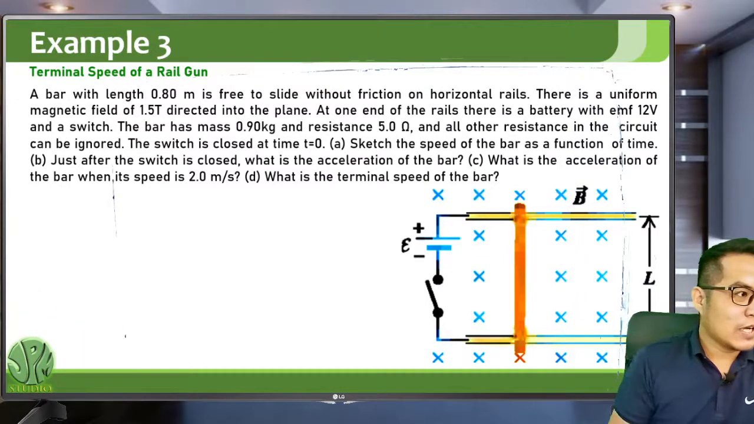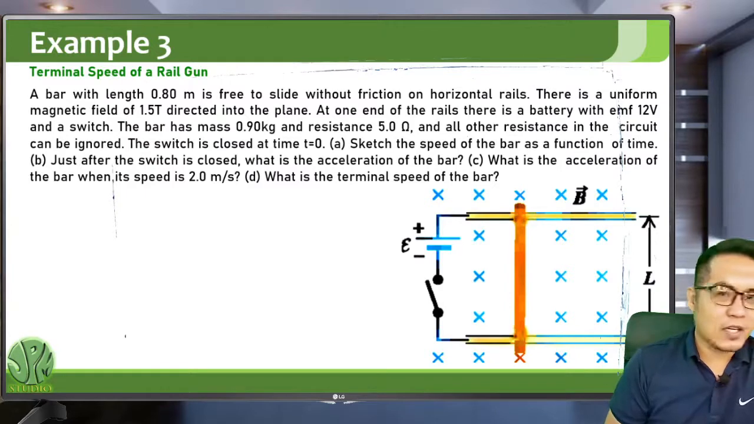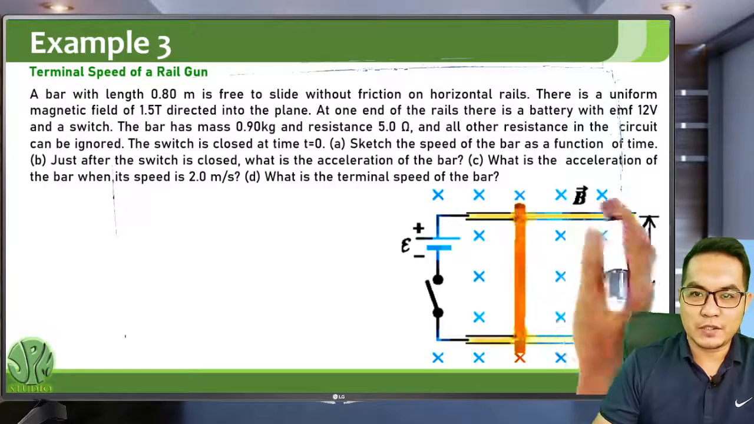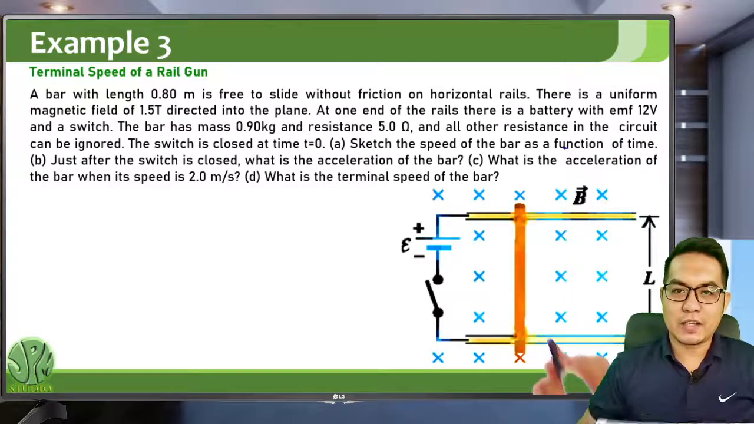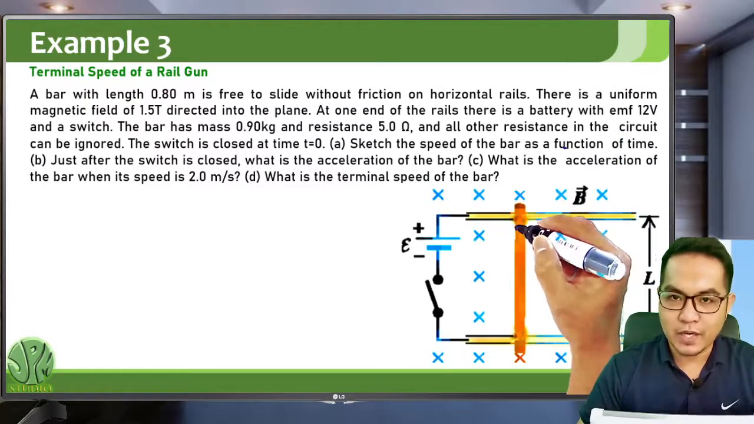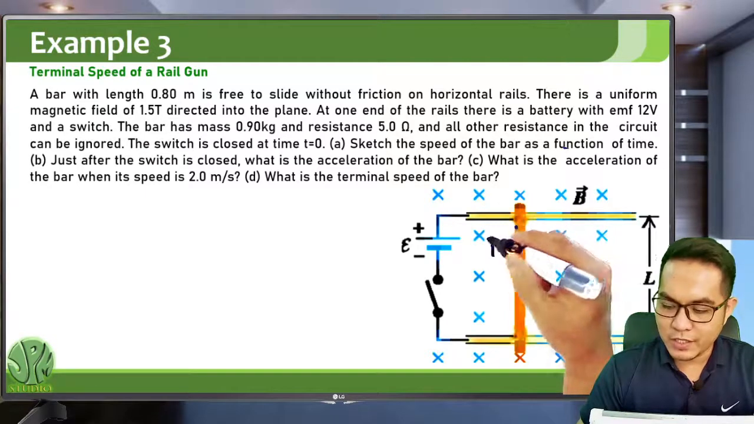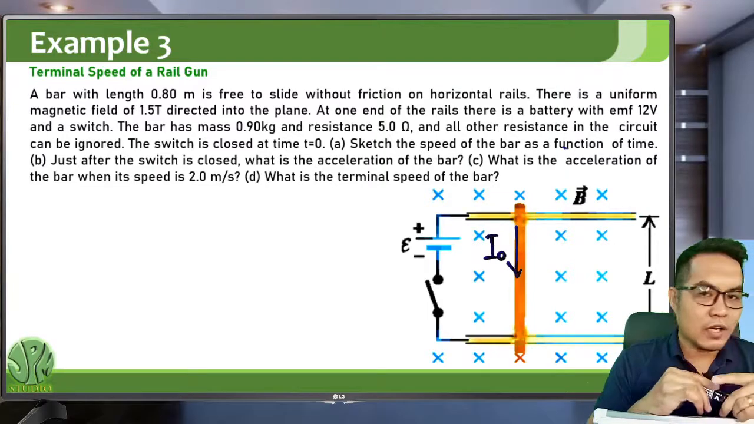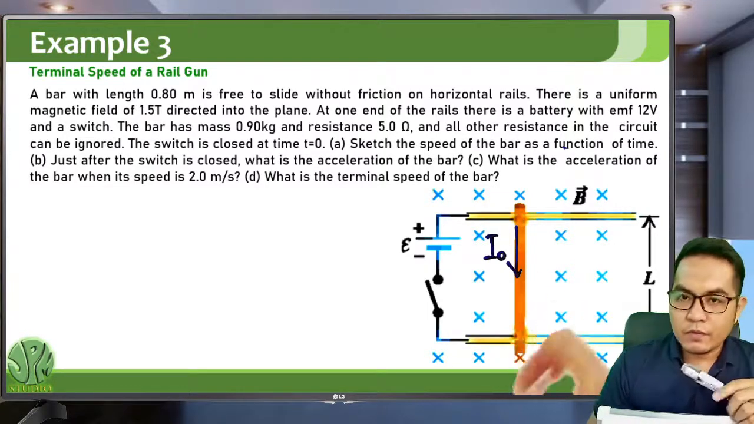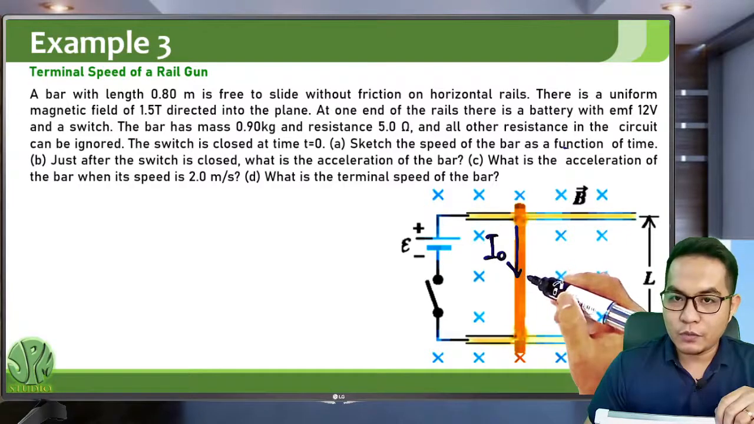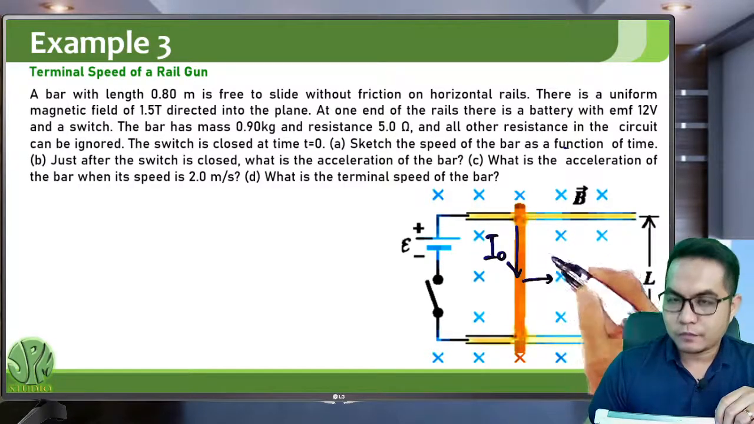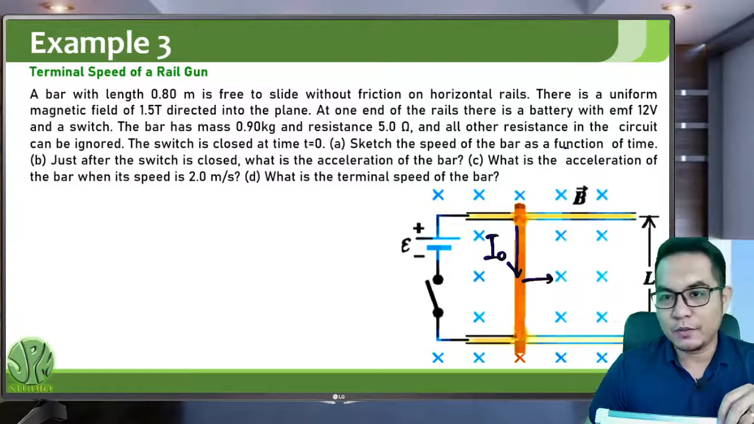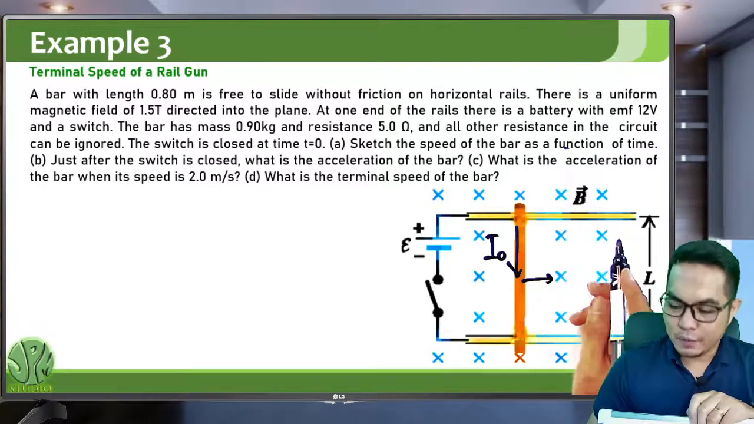So at time t equals 0, when you close the switch, current will flow through the bar downwards. So there will be a current here. At time t equals 0, there will be a current flowing downwards. This is, say, I naught. And then the bar will now start to move from zero speed to a certain speed.